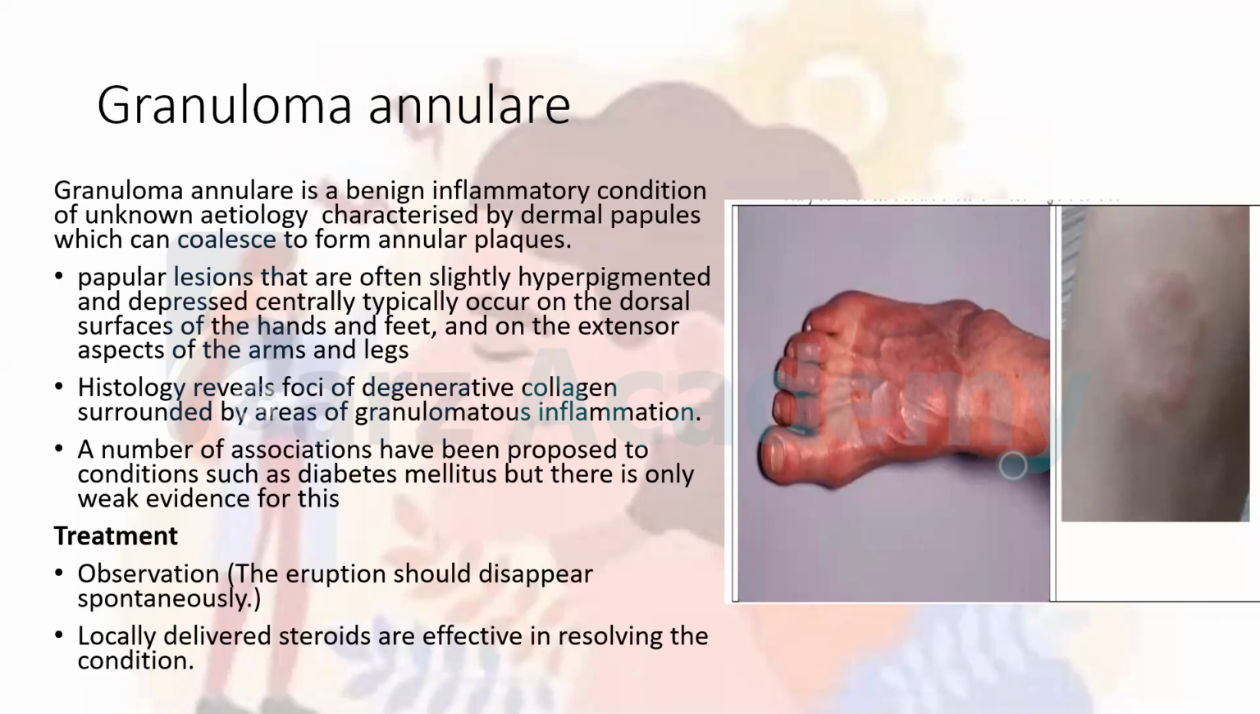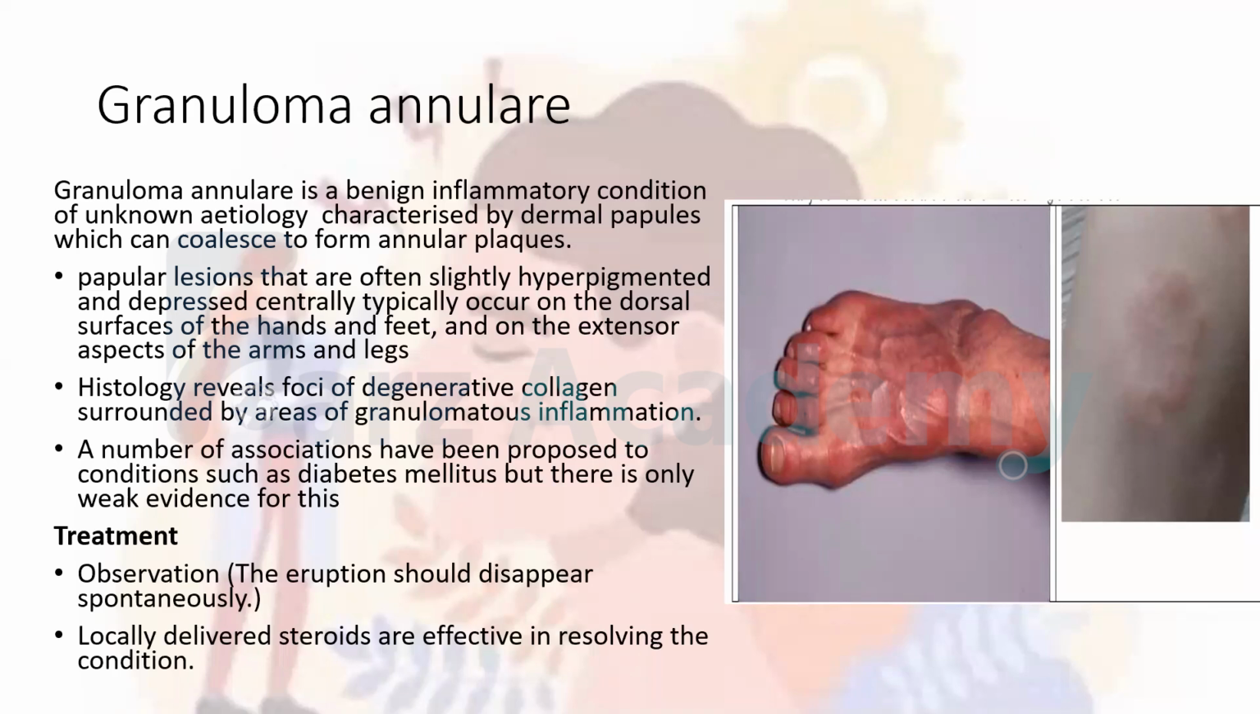Right, so whenever you see such an image where there is hyperpigmentation with slight depression in the center, you will have to think of granuloma annulare. So it mostly affects the dorsum of the hands and the feet and also the extensor aspect of the arms and the legs. And histology reveals foci of degenerative collagen surrounded by areas of granulomatous inflammation.